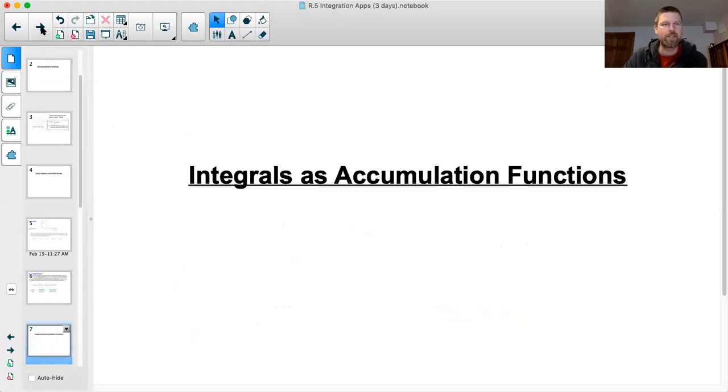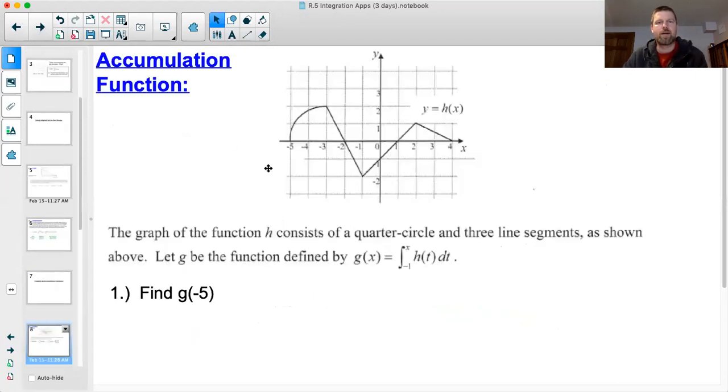Integrals as accumulation functions. This is kind of a classic accumulation. It says, let the graph of the function h consist of a quarter circle and 3 line segments as shown above. So something like that, quarter circle, line segments. Let g be the function defined by g of x equals the integral from -1 to x of h of t dt. So this is just accumulating area, accumulating net change, starting at -1 right here, moving on to the right of this function, right?